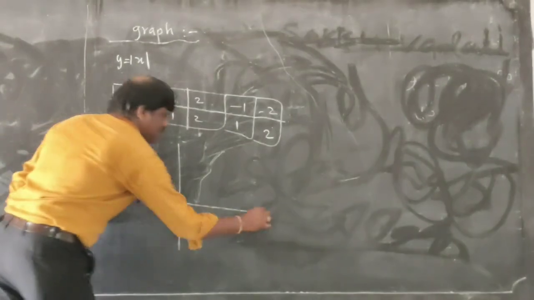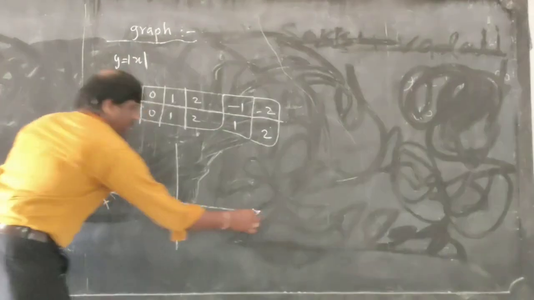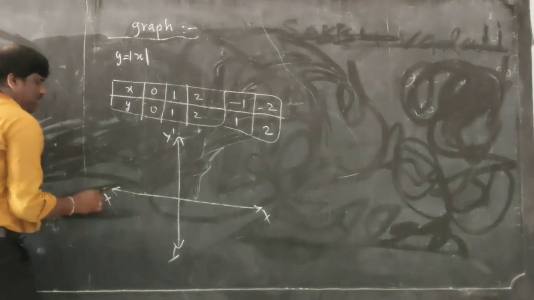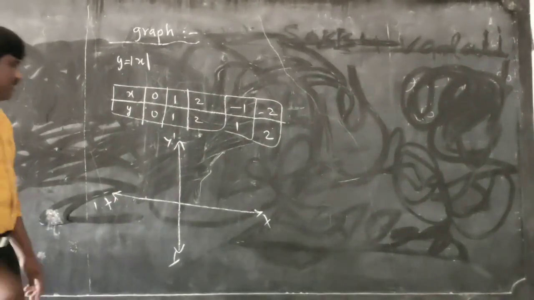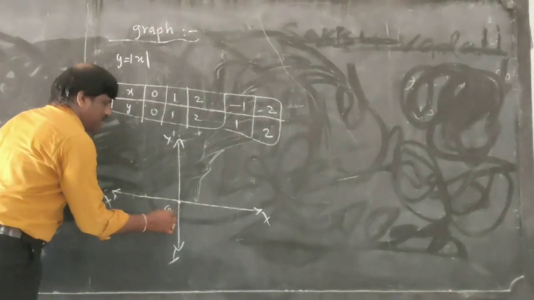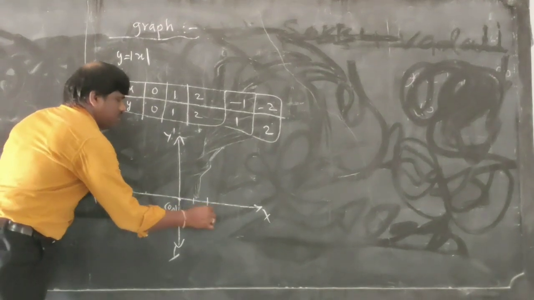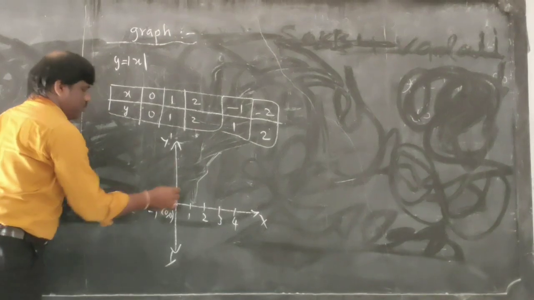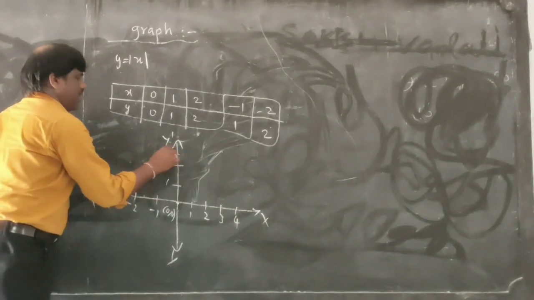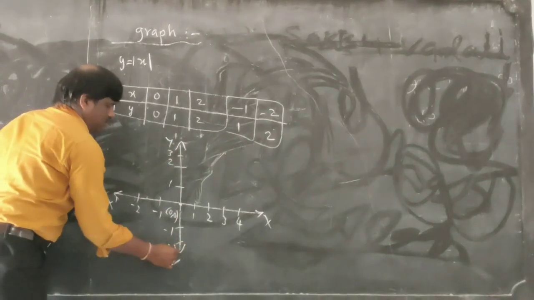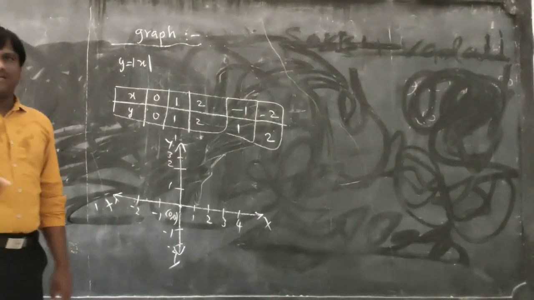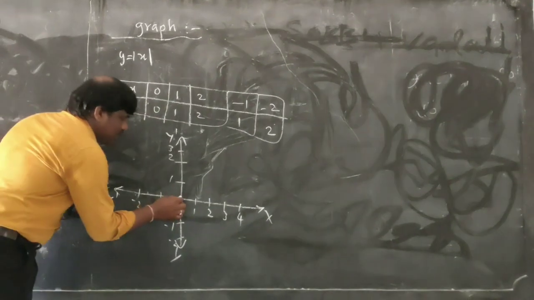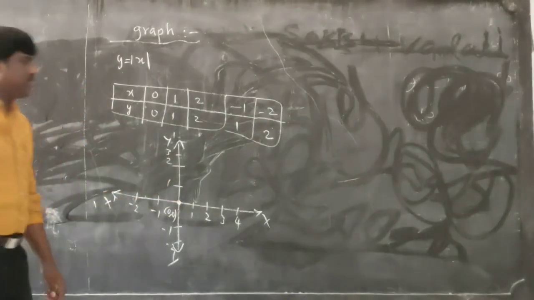Let us take the x-axis and y-axis, x dash and y dash. This is the origin 0, 0. Let us take here 1, 2, 3, 4, and minus 1, minus 2 on the other side. I am doing a rough figure. Now plot these points. If I plot 0, 0, this is the point we call 0, 0.